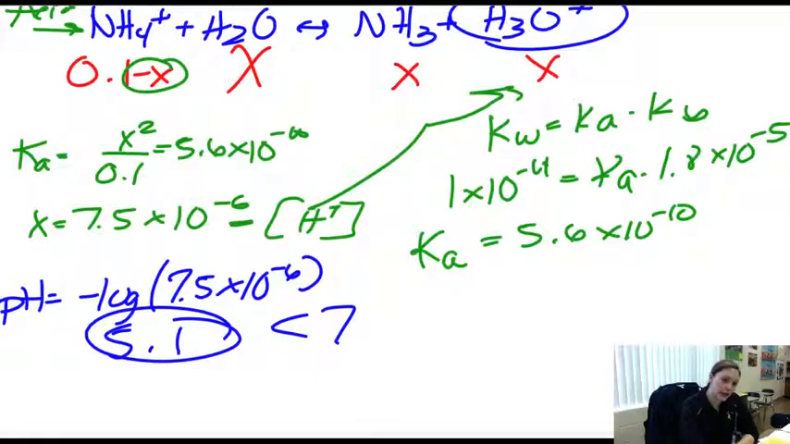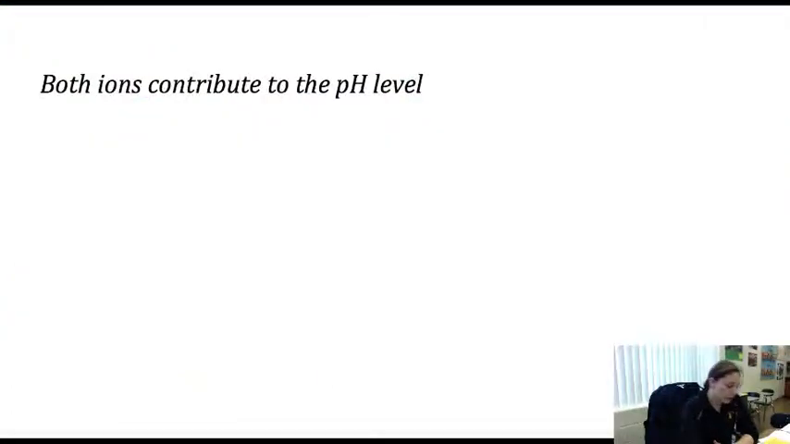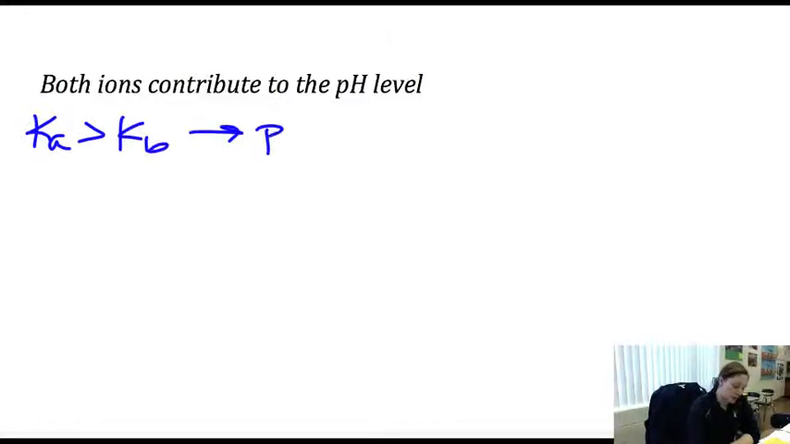Now there is one last type of salt solution. It's where both ions contribute to your pH level. The last two we've looked at, only one of them does. These get a little bit trickier. We're not going to do any math with these, but you should be able to figure it out just in general as to whether it's going to be acidic or basic or neutral. Well, if my Ka is greater than my Kb, that means my pH is going to be less than 7 because the acid is the stronger one.